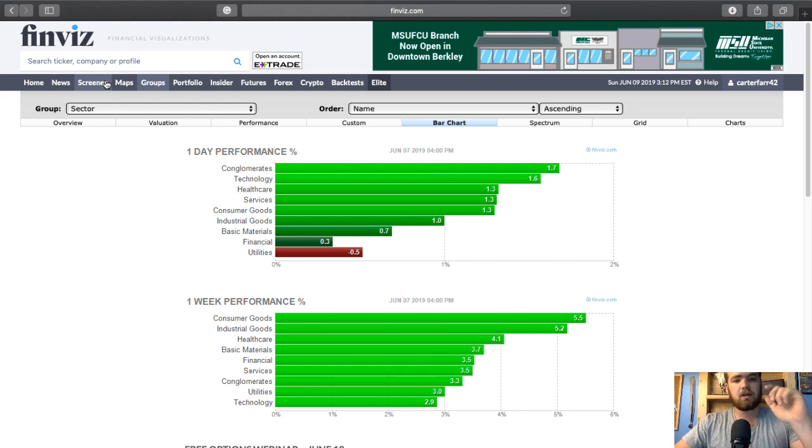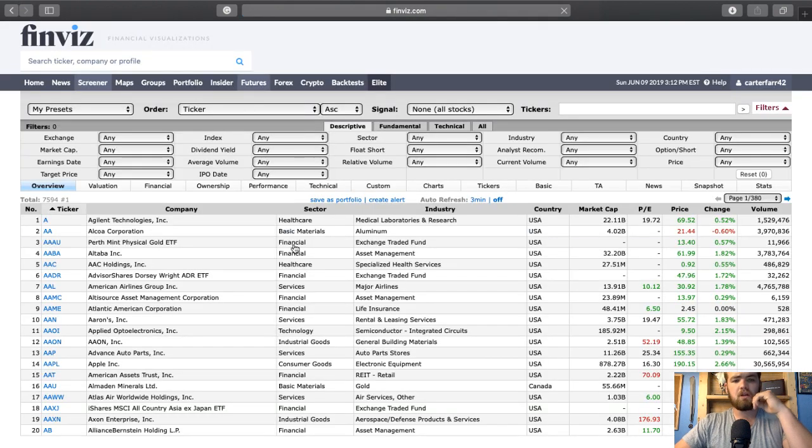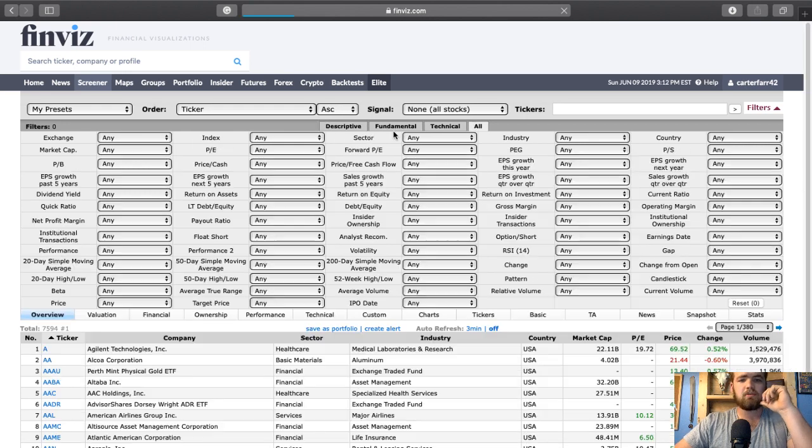So the next thing we want to do is keep a mental note of what's working. Then we're going to go to the screener right here. Now as this loads up, we're going to go to All. What All does is add the descriptive, fundamental, and technical filters all in one, so you don't have to be clicking around and get mixed up.